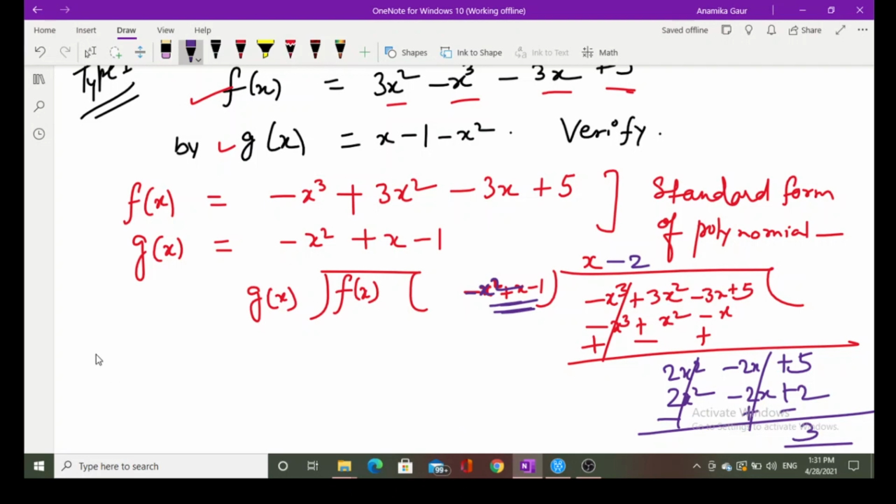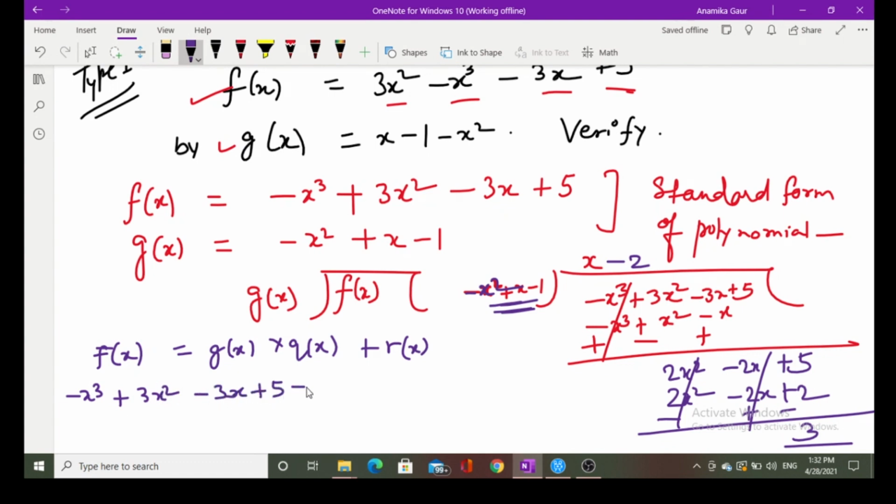So what we did here, f(x) equals g(x) multiply q(x) plus r(x). Now we are verifying it. So what is f(x)? f(x) here is minus x cube plus 3x square minus 3x plus 5 equals, what is g(x) here? Minus x square plus x minus 1. What is q(x) here? It is x minus 2. And what is r(x)? It is 3.